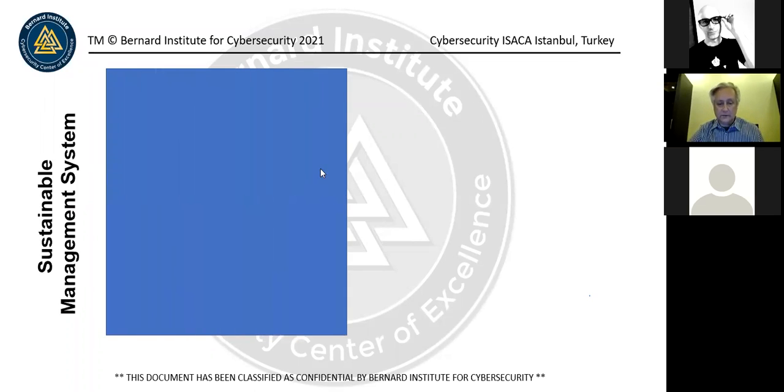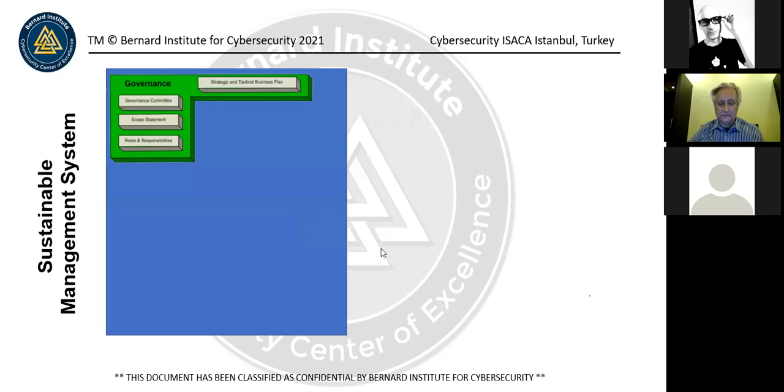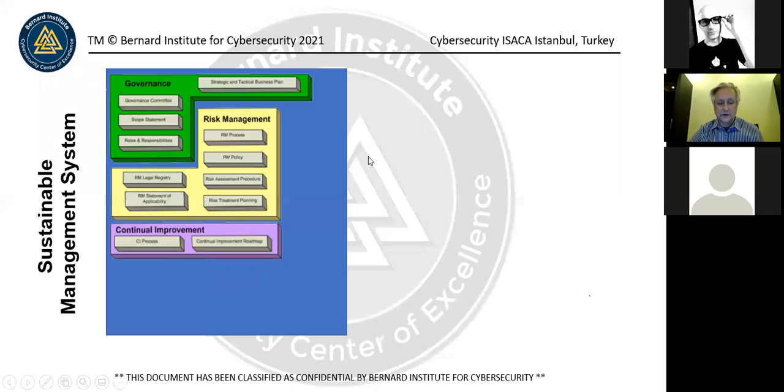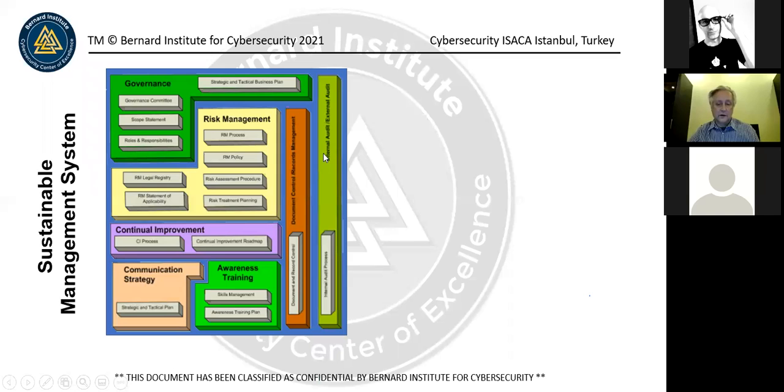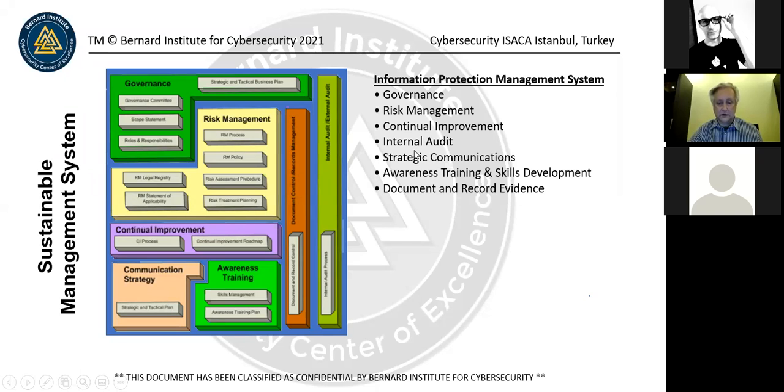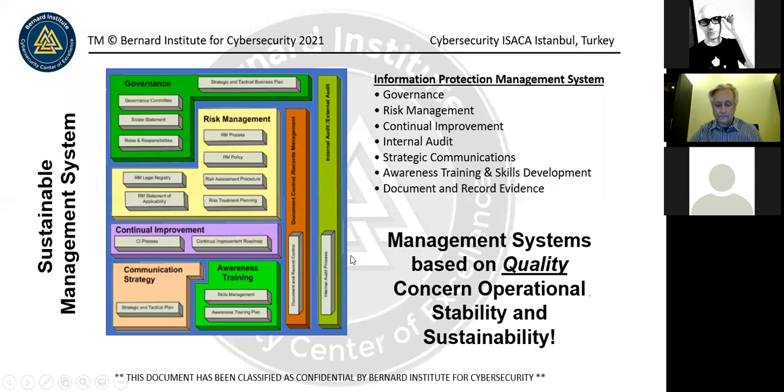And to make it sustainable, as I mentioned before several times, you need a management system. You need to have governance, risk management, continual improvement, strategic communications, and awareness training. You need to have some kind of document control and record management. And you also need to have internal audit and external audit to review the management system to make sure it's working properly. Okay. You can't have a sustainable system if you don't have a management system. That's my opinion. It's a quality management approach. You need to use quality management in your process in order to make sure that it's sustainable.